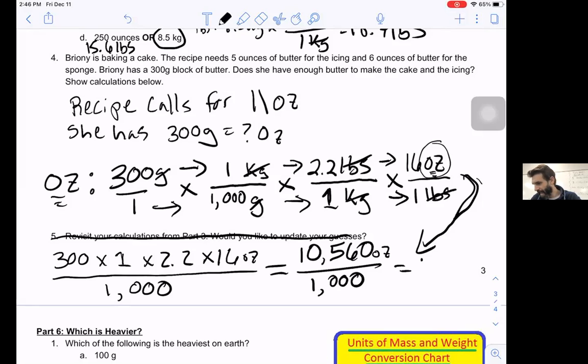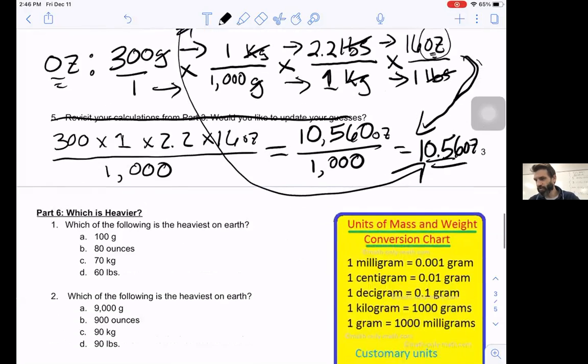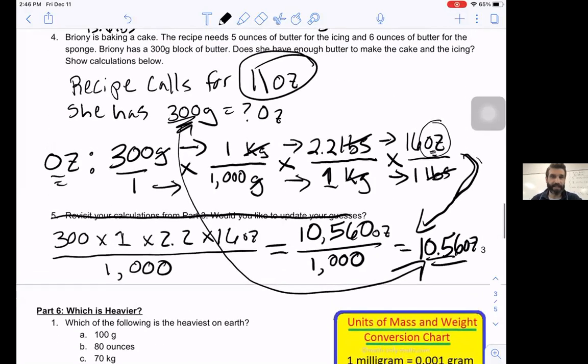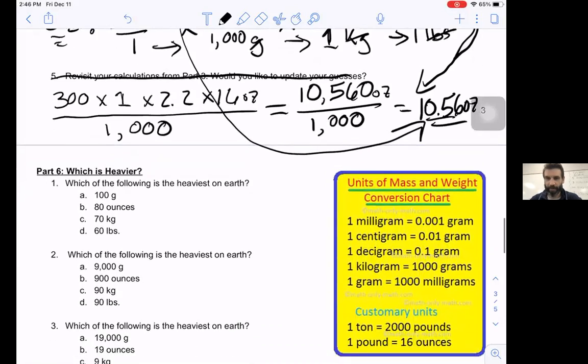She has 10.56 ounces. She needed 11. Her 300-gram block is 10.56 ounces. She's just a little bit short. All right. So I think that's useful. I'm not going to ask you that on the test. This was something I was hoping we could do in class together when we were in person.